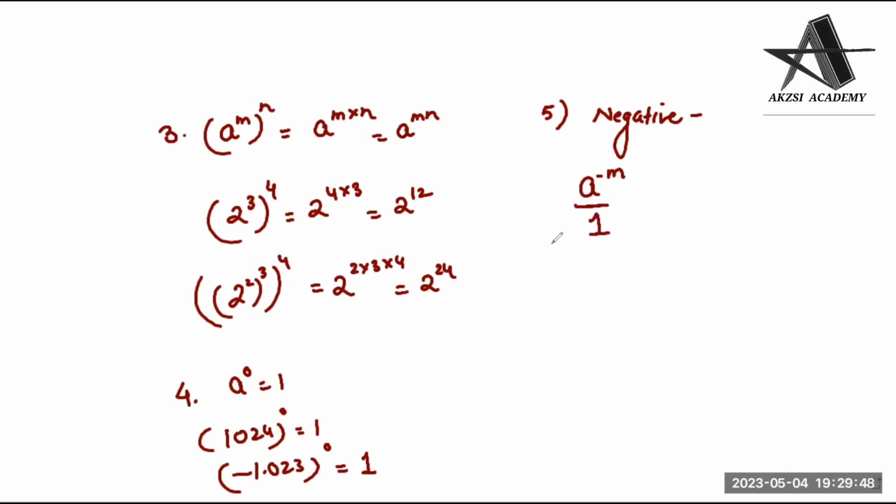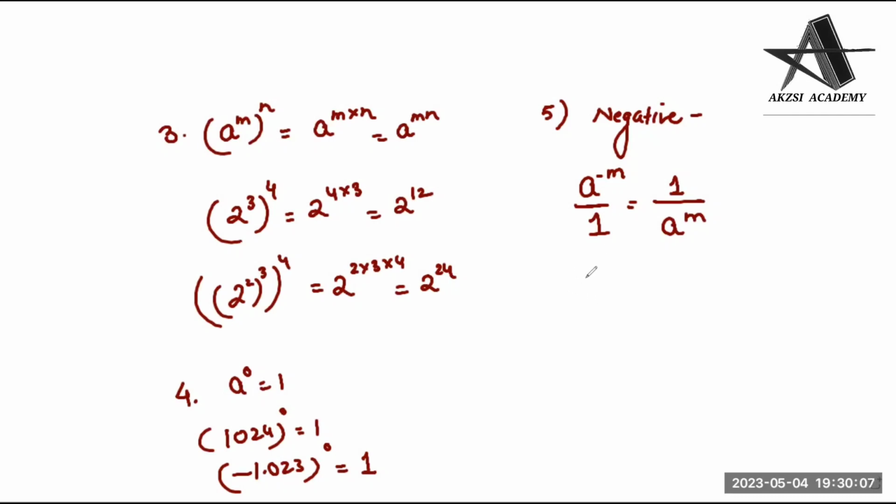So in order to make my power positive, I need to flip it. So 1 will go up there. A to the power of m will go down there. It was a to the power of negative m, but since I flipped it, the negative power turns into a positive power and it becomes 1 over a to the power of m.